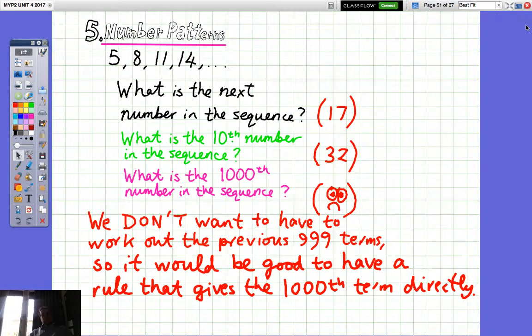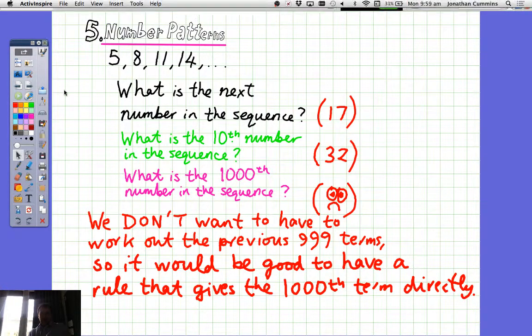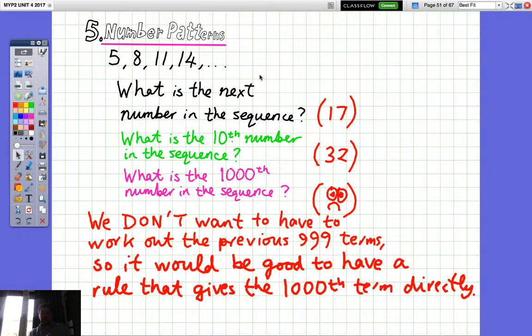Okay, so this is just a quick recap of work done in class on finding a rule for a number pattern. So for example, 5, 8, 11, 14, what is the next number in the sequence? Now it's obvious that the next number in the sequence is 17 because you're adding 3 each time. The 10th number of the sequence you could easily find by just adding some more 3's until you've got to the 10th one. But the 1000th number in the sequence, you don't really want to have to do that because you don't want to have to work out the previous 999 in order to work out the 1000th one.